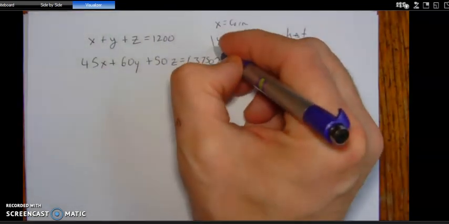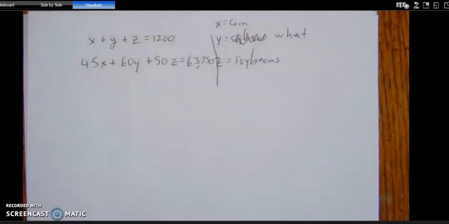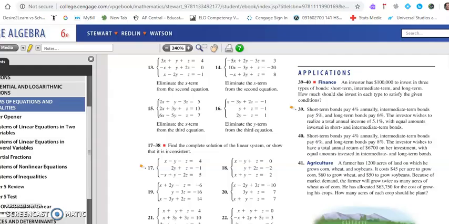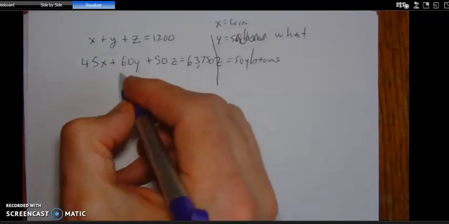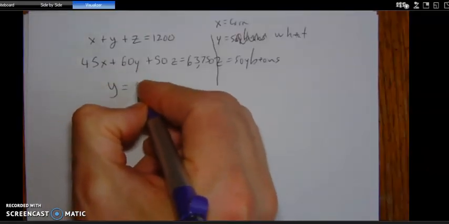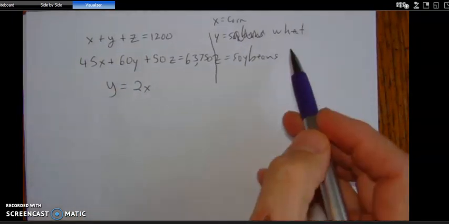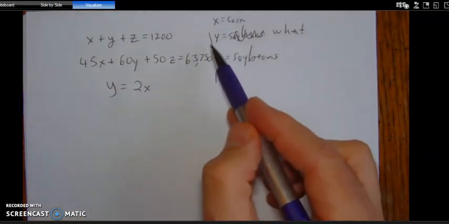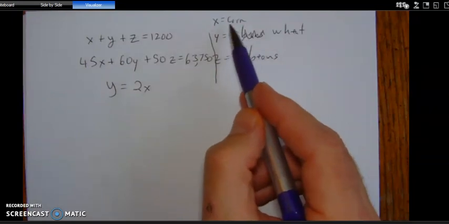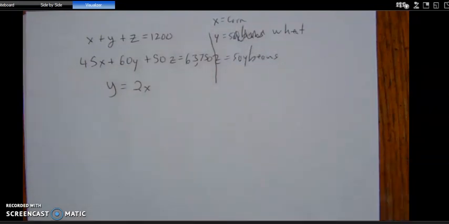And then the third one's a little tricky. Let me read it to you again. Because of market demand, the farmer will grow twice as many acres of wheat as corn. So let me write it down and make sense of it. It should be y is equal to 2x. So we're saying that the amount of wheat, which is y, is going to be twice the amount of corn, which is x.